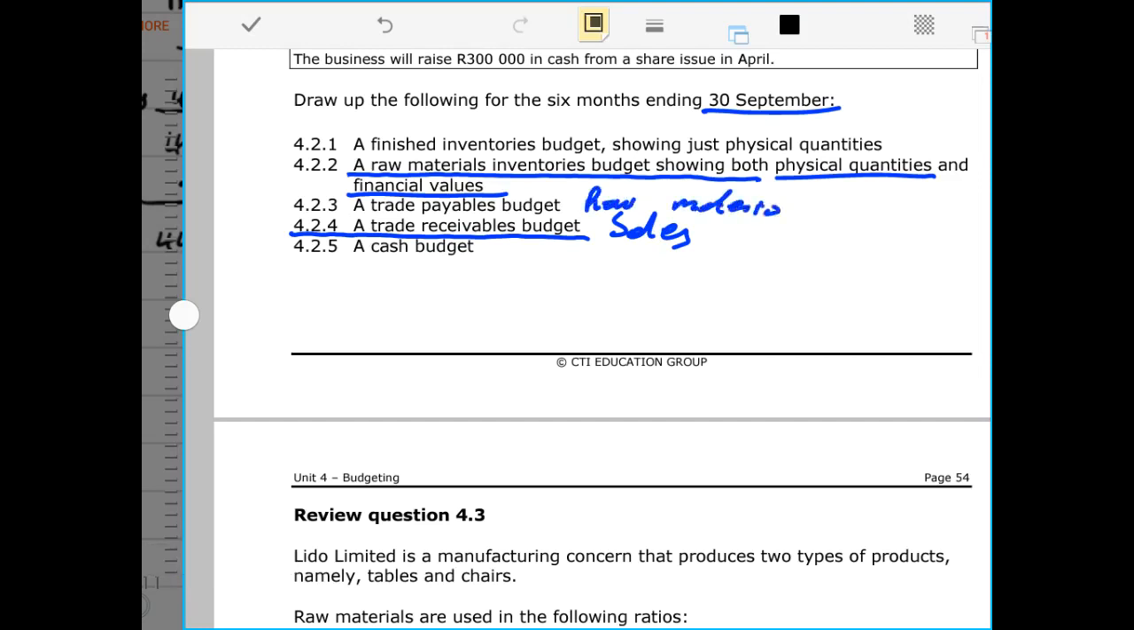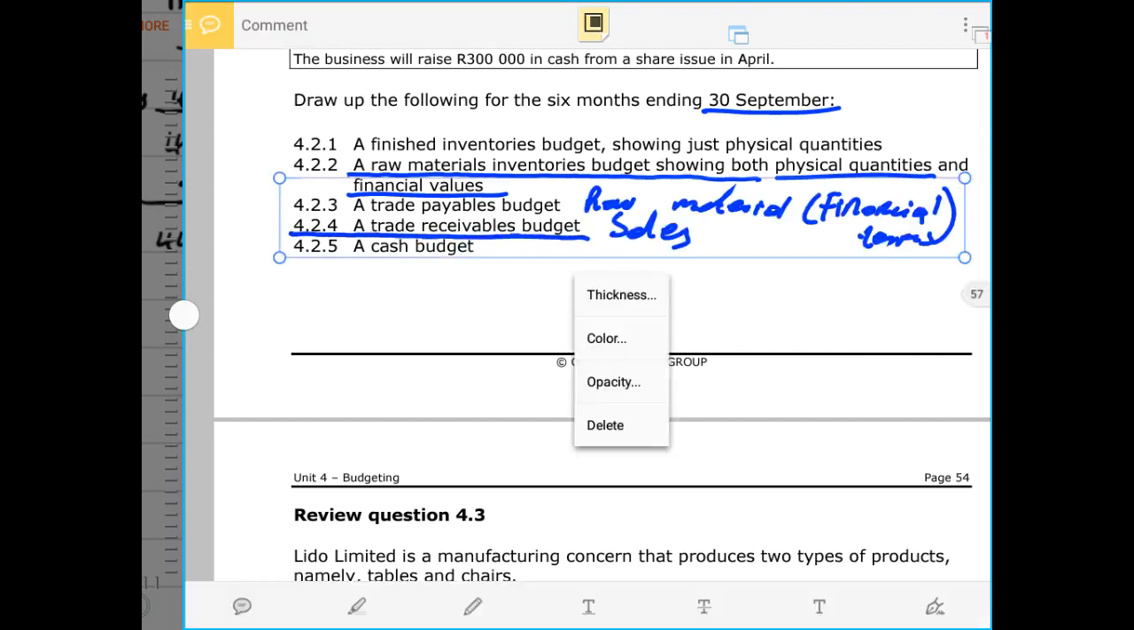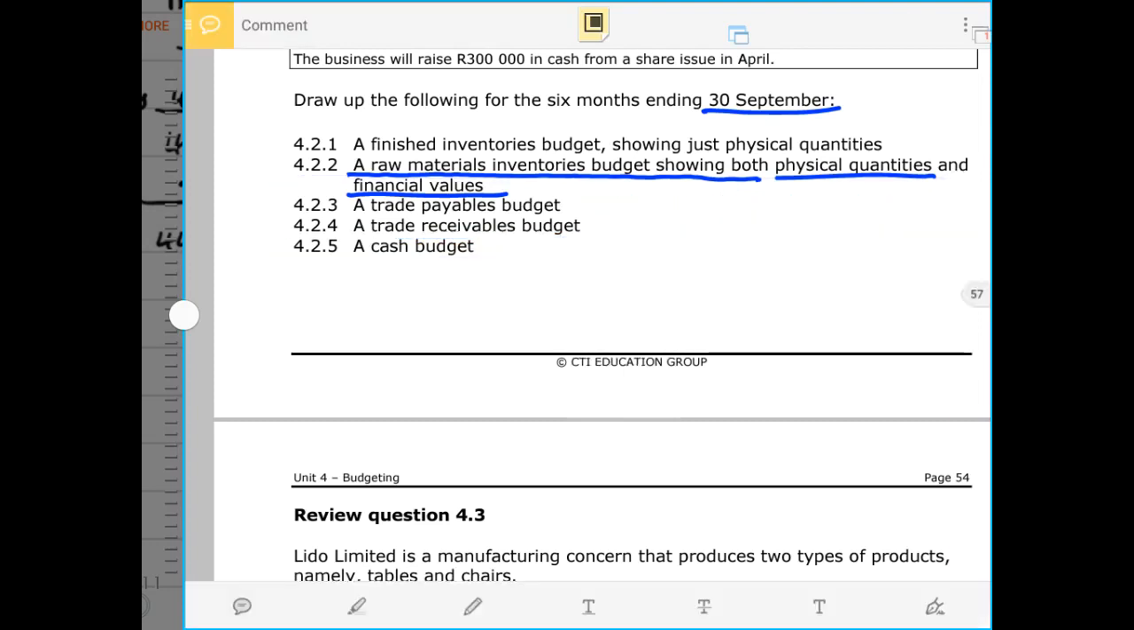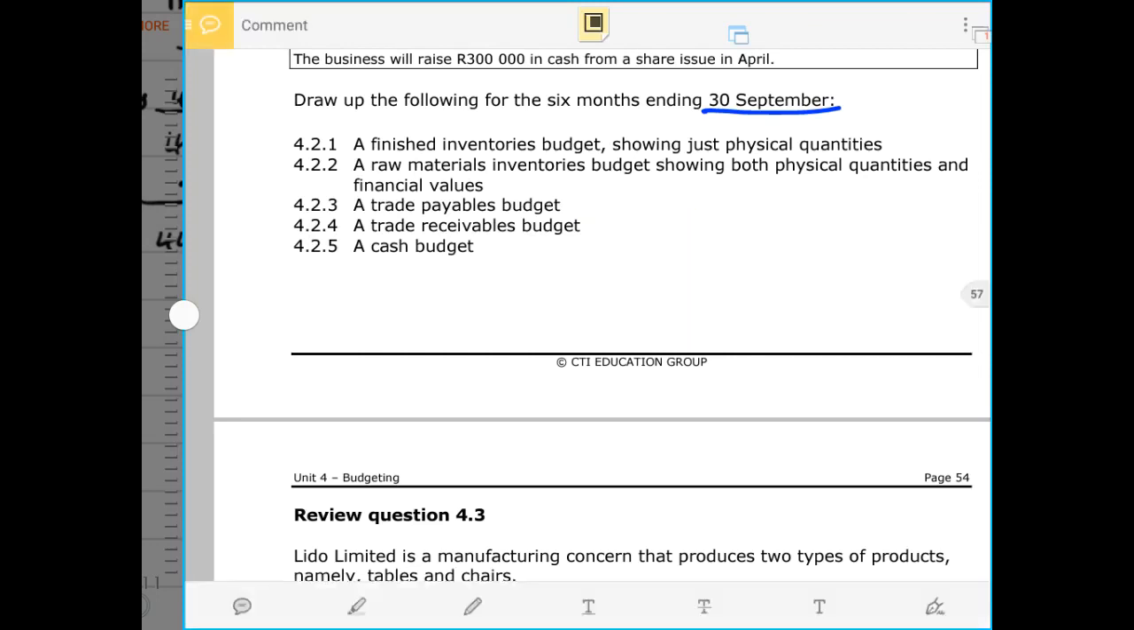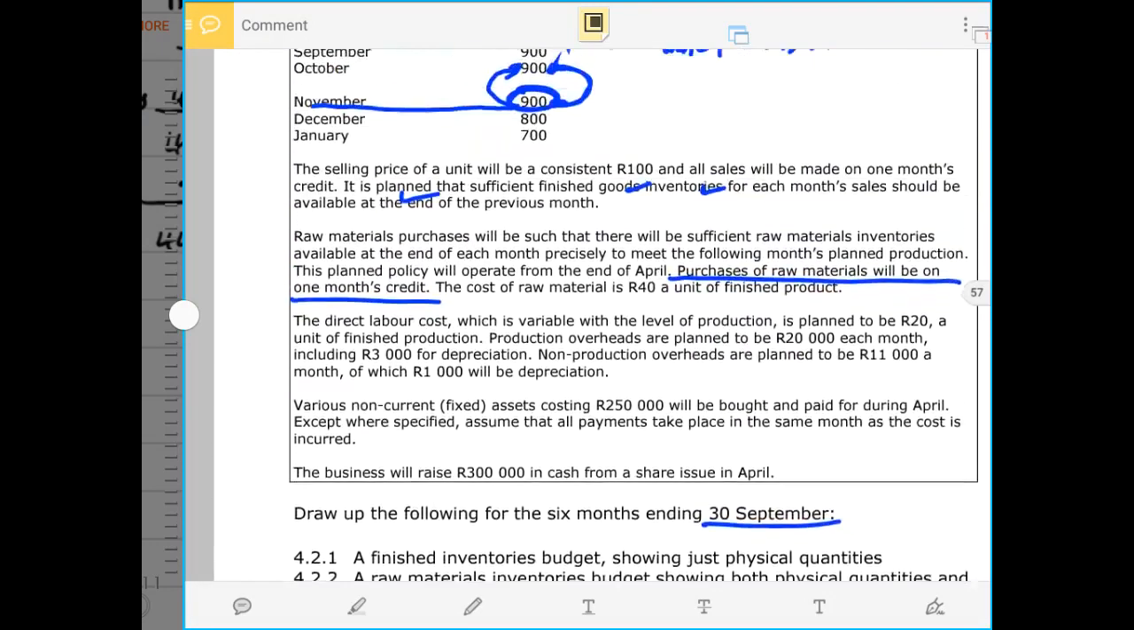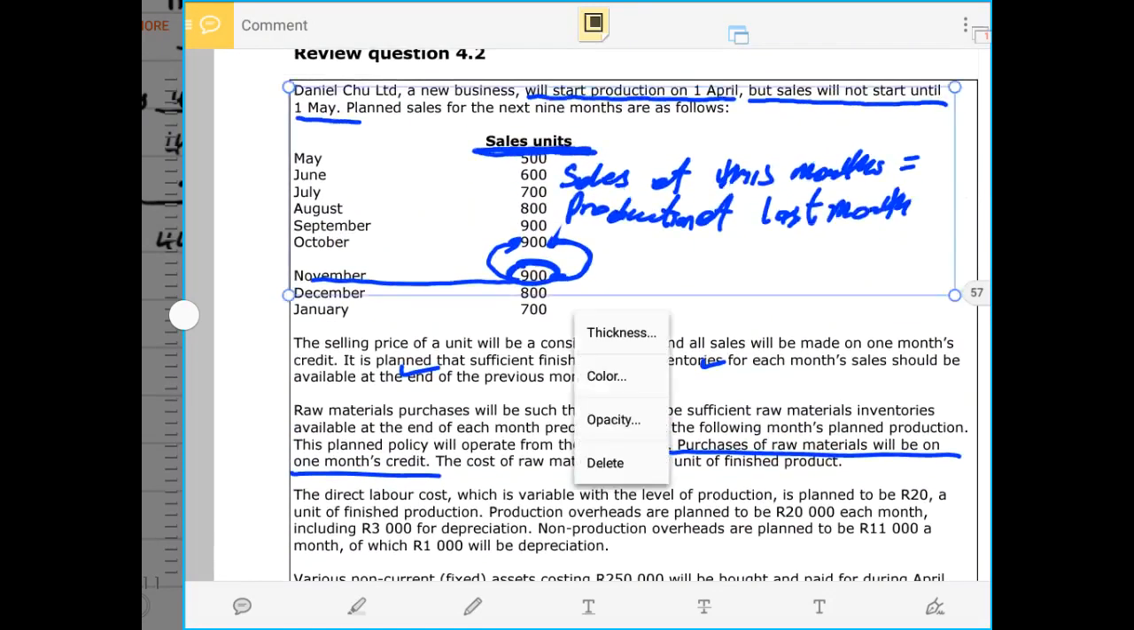This was linked with the raw material budget, which is the one in financial terms, because we buy the raw material from the suppliers on credit. Hence it affects our trade payables. However, this budget will affect our sales. Why our sales? Because we sell on credit to our customers. So it will definitely affect the sales for each and every month.